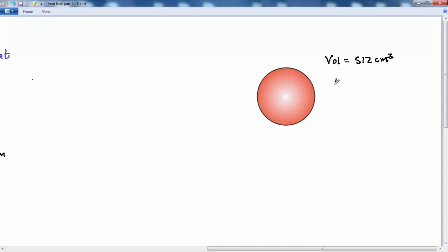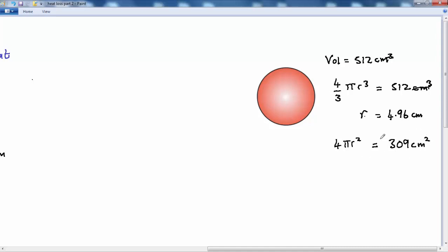In fact, if you do that, you remember that the volume for a sphere is 4/3 pi r cubed, and if we make that equal to 512, you will find out that the radius is approximately 4.96 centimeters. And if you then calculate the surface area for this sphere, we remember that the surface area for a sphere is 4 pi r squared. We plug that r in, and we'll find that the area is approximately 309 centimeters squared. So that's the smallest surface area that we can get for a volume of 512 cubic centimeters. This is the ideal shape that minimizes the heat loss from an object.